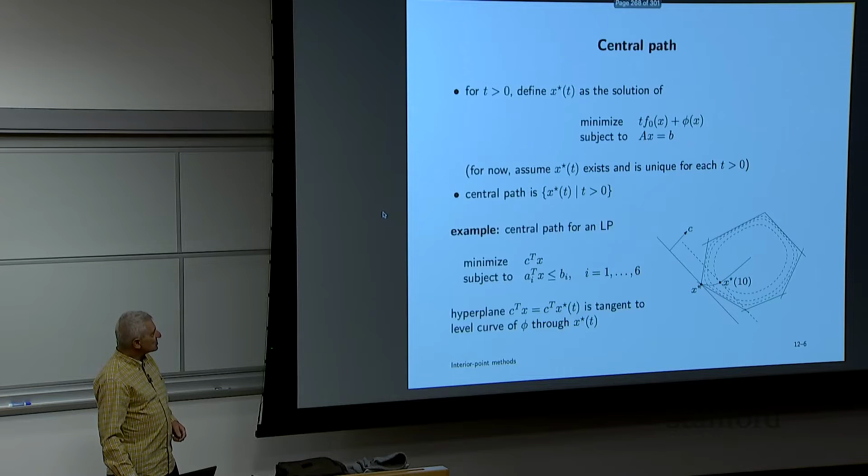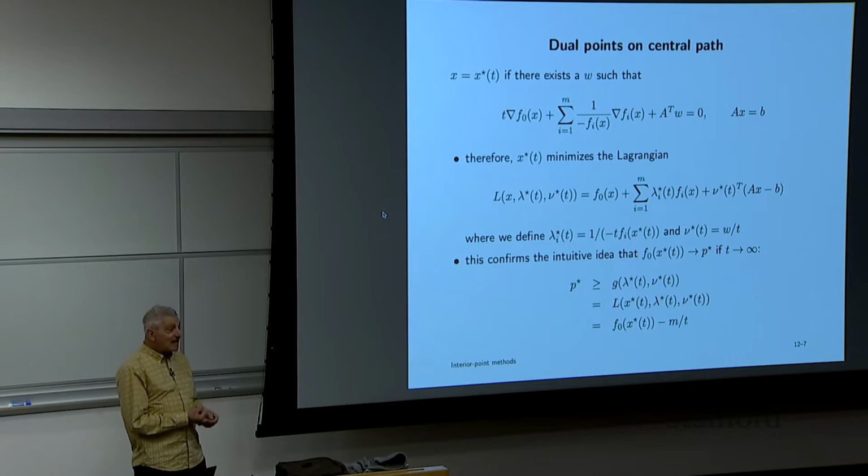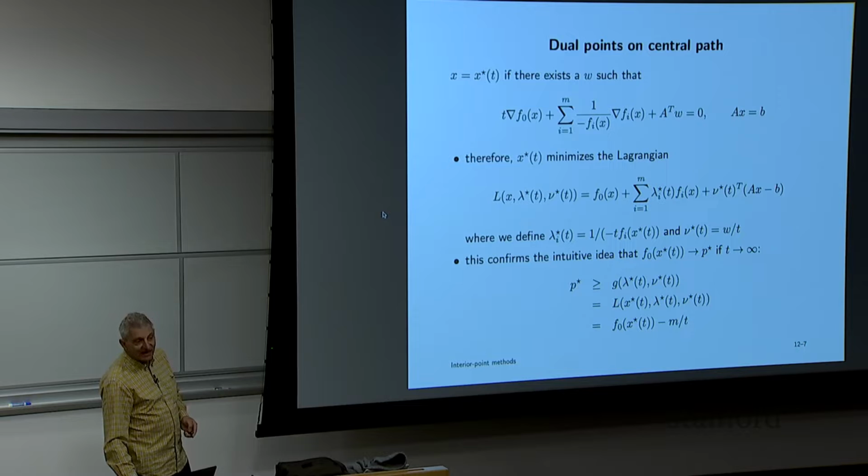But this is just very simple. It just says when you compute a point on the central path, you will find actually a primal point and a pair of dual points, and the gap is going to be m over t. So if t goes to infinity now, you solve the problem. And that's completely clear.